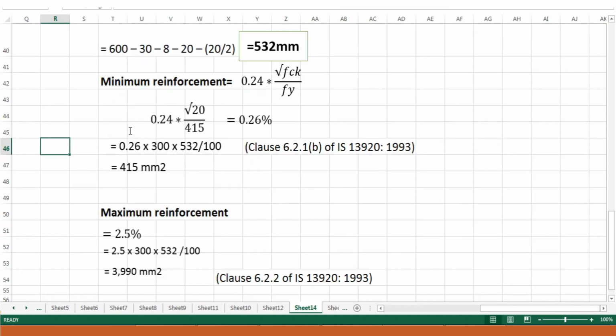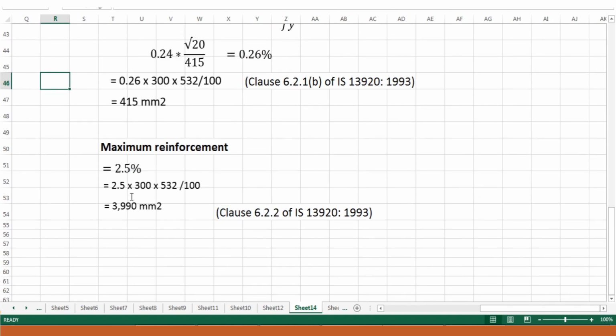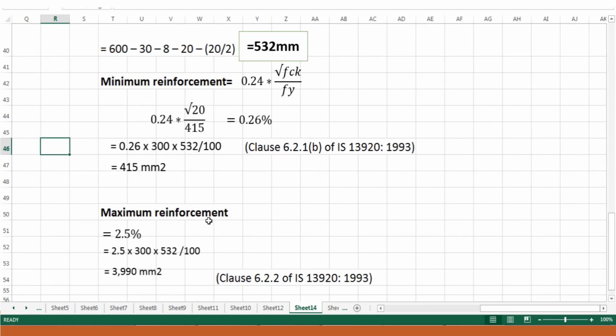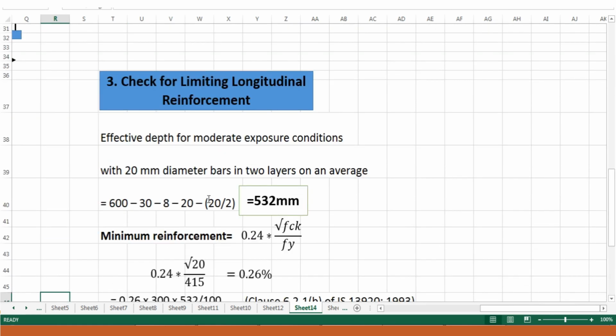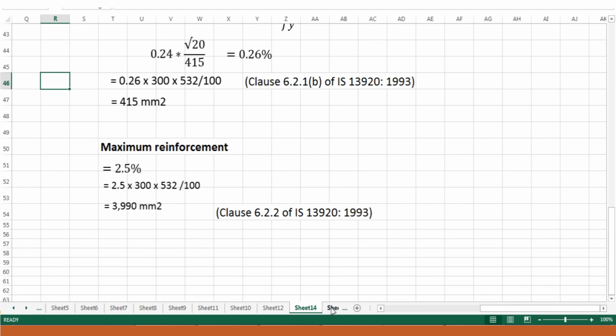Now the maximum reinforcement, which is 2.5%, is 2.5 of 300 into 532 by 100, that would be 3990 here. Here 300 is the breadth and 532 is the depth. It's B into D, small d.